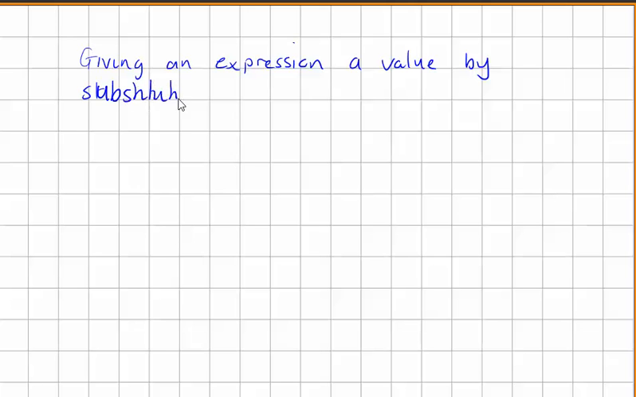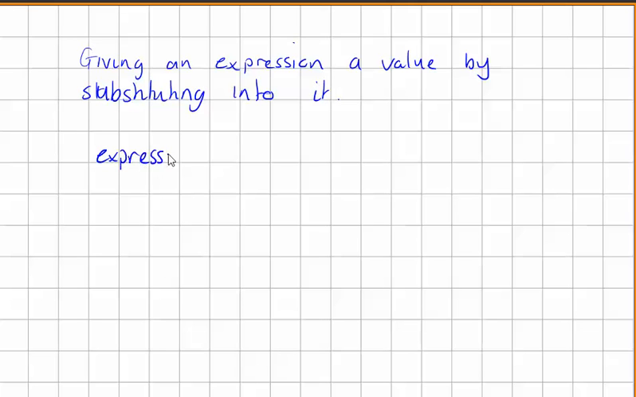So we're doing substitution. We worked on our algebra, so you know the shortcuts for algebra. What we were talking about doing next was giving an expression a value. Right? So this is your objective: giving an expression a value by substituting into it.